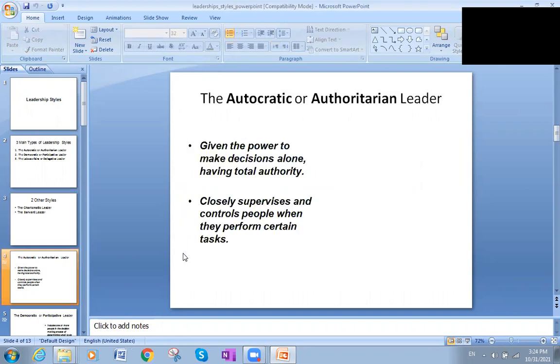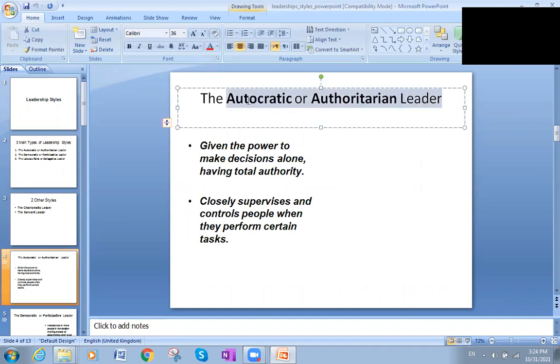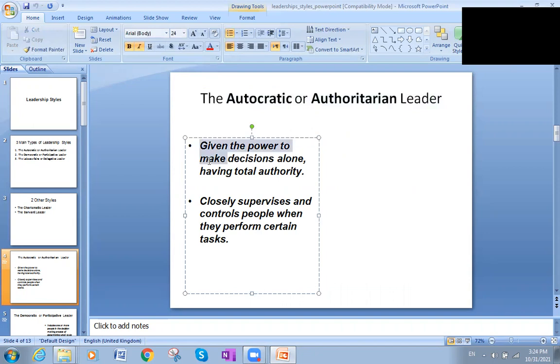Okay. The autocratic and authoritarian leader, let me remind you, has the power to make decisions alone, having total authority. Remember Hitler, Mussolini, those people who used to make decisions by themselves without taking the advice or opinions of those around them, either from the staff or the other employees. He closely supervises and controls people when they perform certain tasks. So there's no way out, no way for the employees even to express their opinions, because if you do something and he is not satisfied, this will lead to big consequences for you.